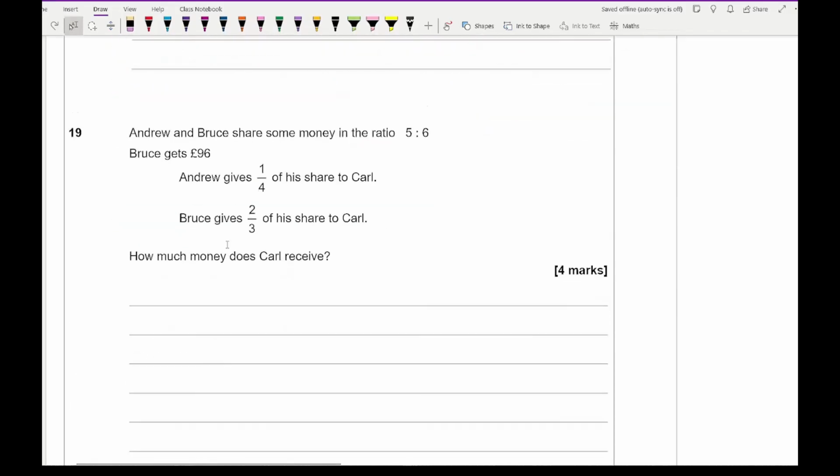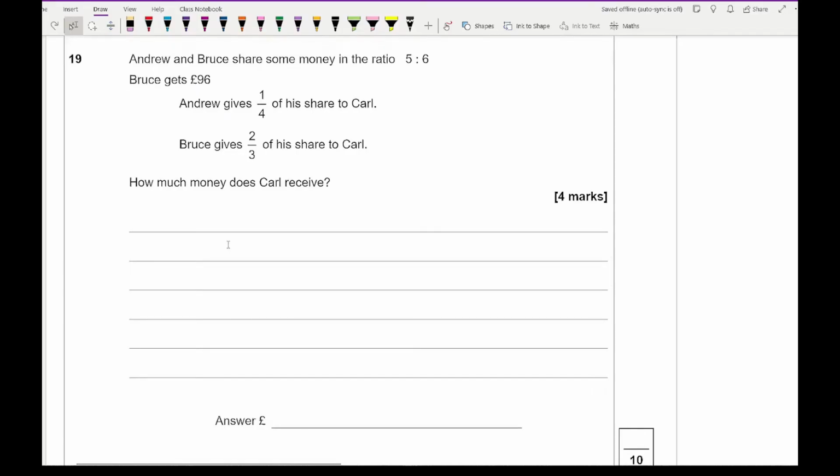So then moving on to question 19, it says Andrew and Bruce share some money in the ratio of 5 to 6. Bruce gets £96. Andrew gives a quarter of his share to Carl. Bruce gives 2/3 of his share to Carl. How much money does Carl receive?